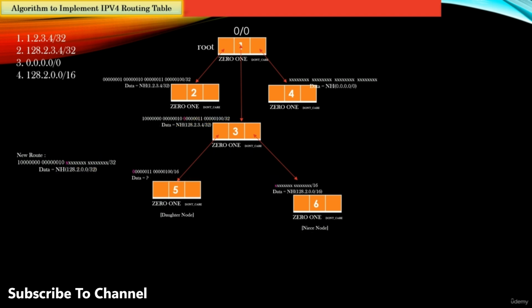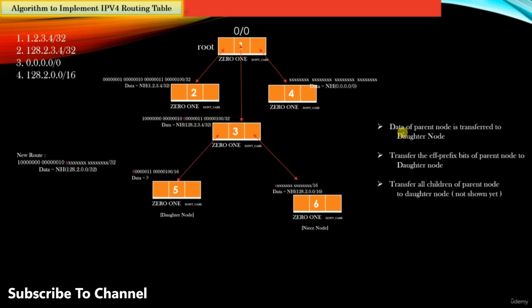So the following points need to be highlighted. Data of the parent node is transferred to the daughter node. Transfer of the effective prefix bits of the parent node to the daughter node. And transfer all the children of the parent node to the daughter node. Alright. So you can see that the daughter node is notorious in the sense that it takes away all the positions of its parent node, which is undergoing a split. Remember that.